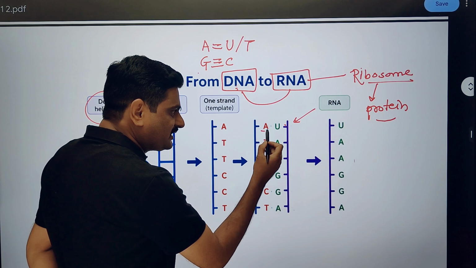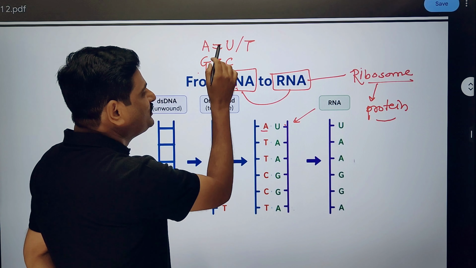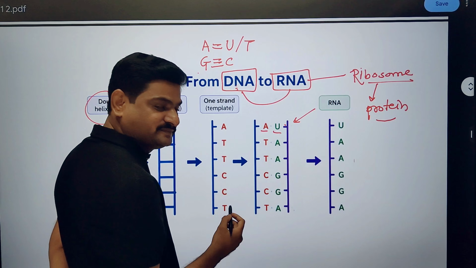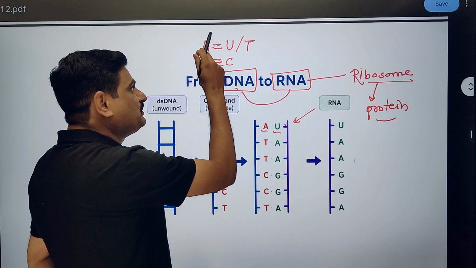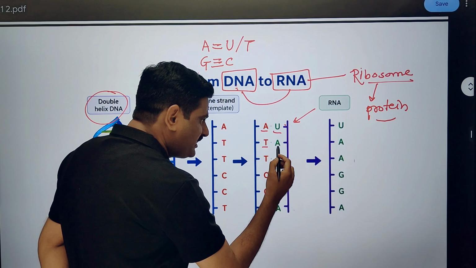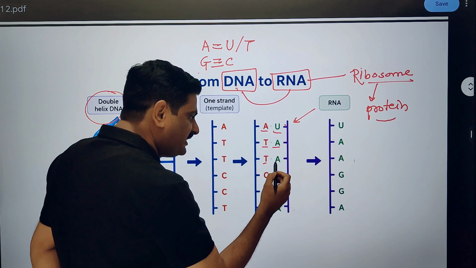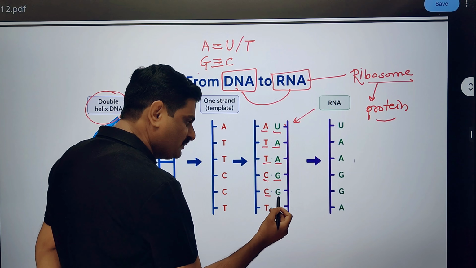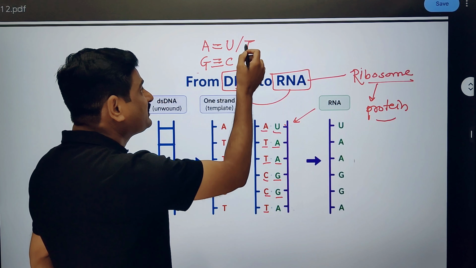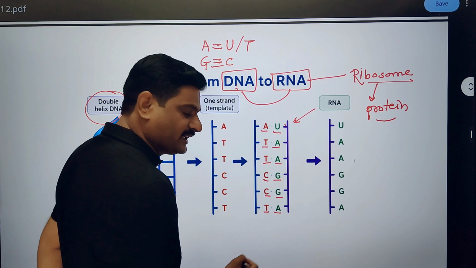Now see here, the red color is the DNA, and green color will make a new RNA. Here A is there, so what is complementary to A? U. Therefore U will come here. For T, the complementary is A, so A will come. Again T, A will come. Here C is there, so G. C complementary G. T there, then A will be the complementary to that.